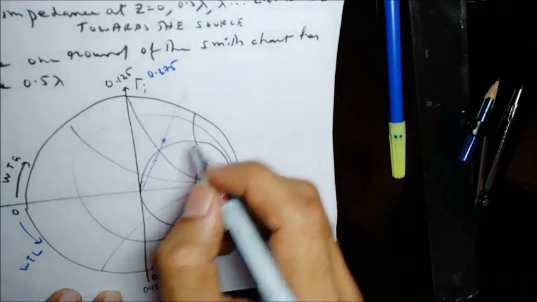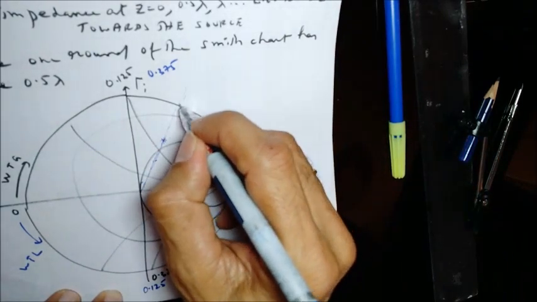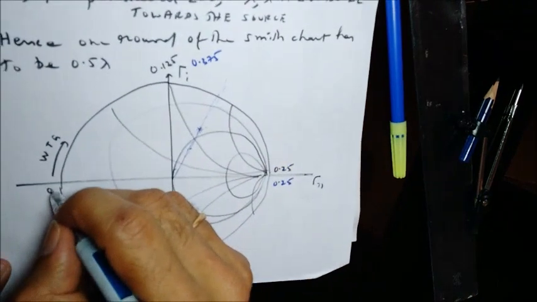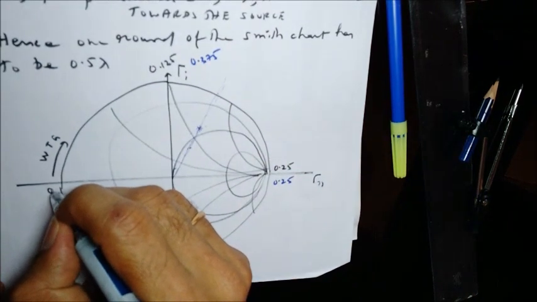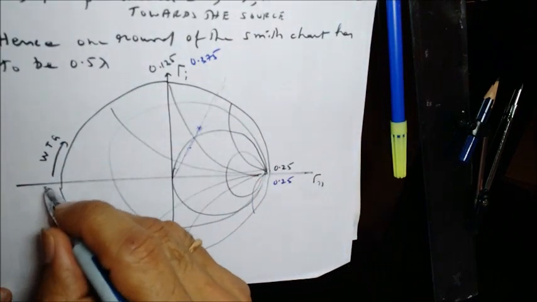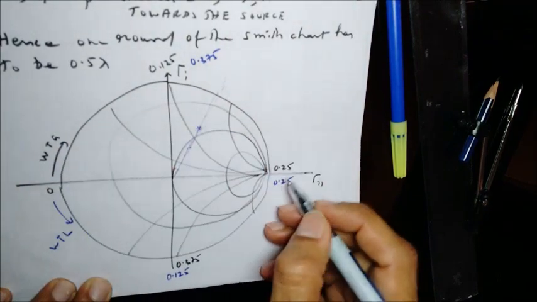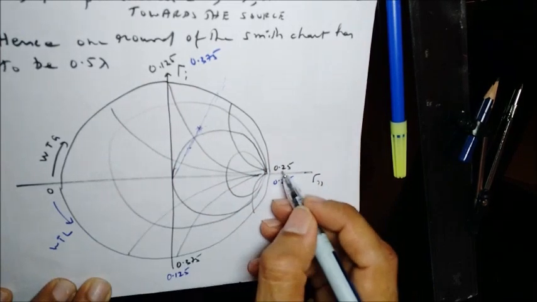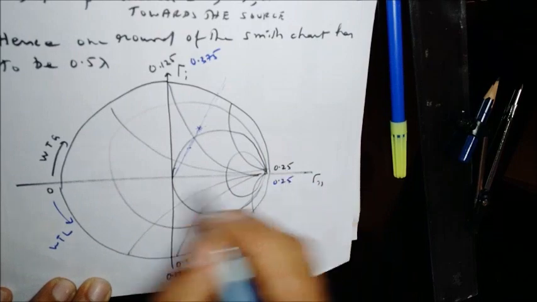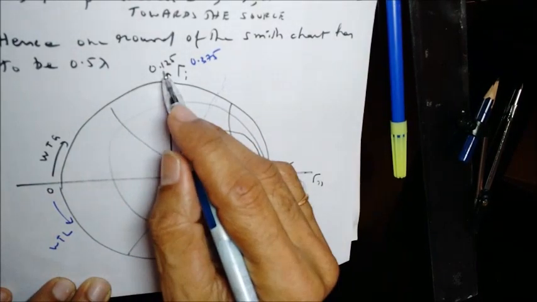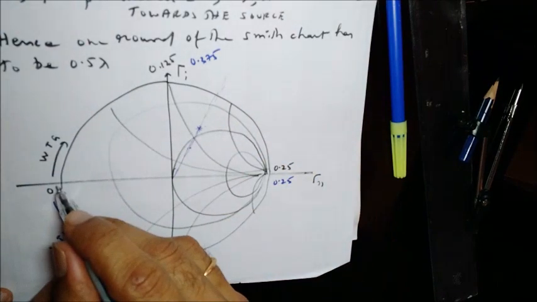So we arbitrarily choose this as the starting point 0, and one round around is taken as 0.5 lambda, which means that this will be 0.25 lambda. Look at the black colored letters now. This will be 0.25 lambda. This will be 0.375. This will be 0.125 lambda. And finally, when you come here, it becomes 0.5 lambda.